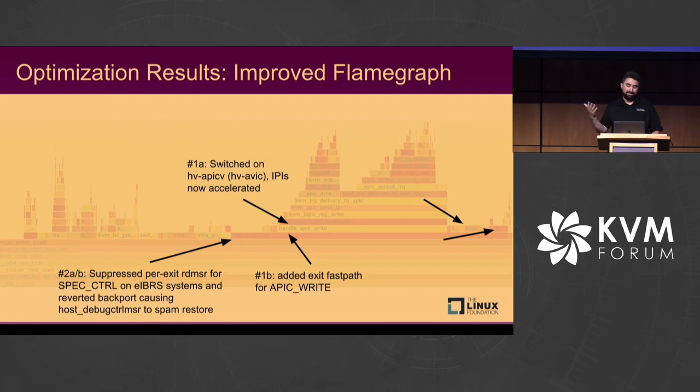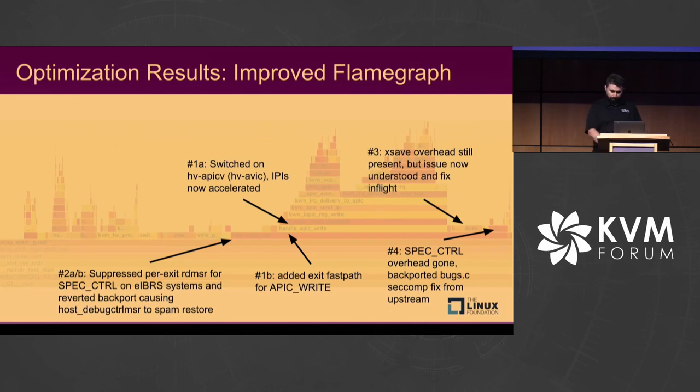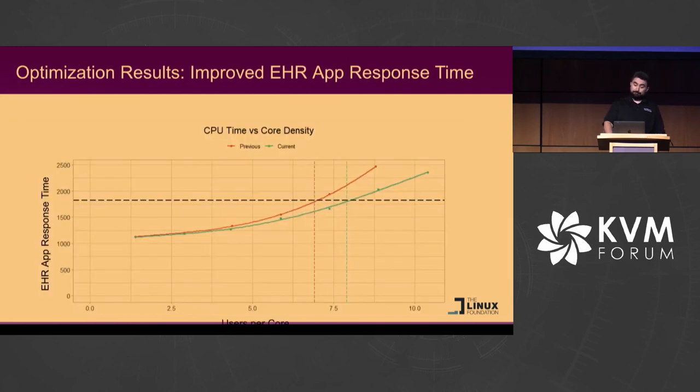And we've suppressed the expensive read MSRs on spec control and reverted an offending commit to make the tabletop for the vCPU run faster. The xsave overhead is still there. It's just kind of a more nuanced fix. But when we get that done, we'll whack another 1% off of this as well, so we'll get some additional headroom. And you can see here that after that backport, the overhead for spec control is completely gone, which is great.